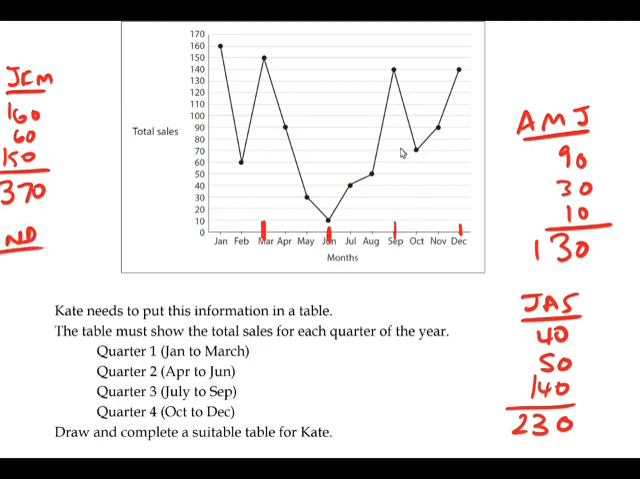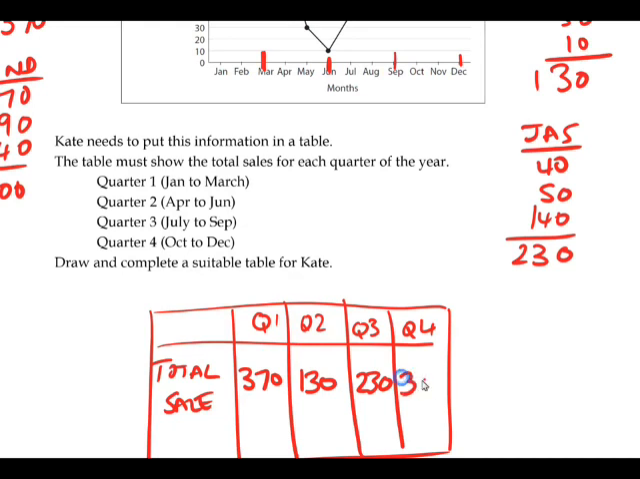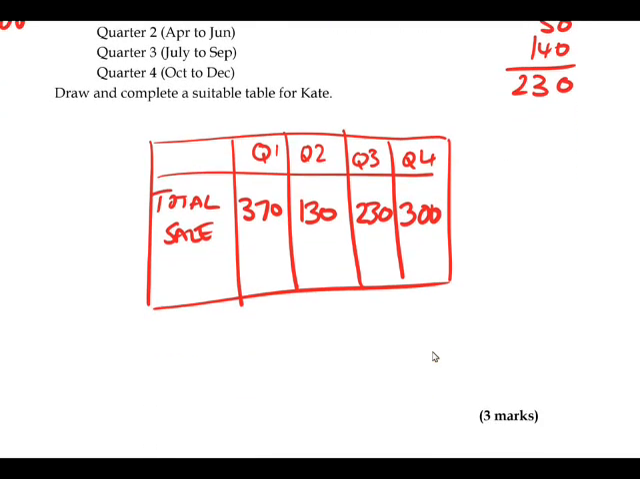October is 70. November is 90. And December is 140. Add them together and we have a total of 300 that we put into our table. So there's our suitable table showing the total sales broken down by quarters, and that's worth 3 marks.